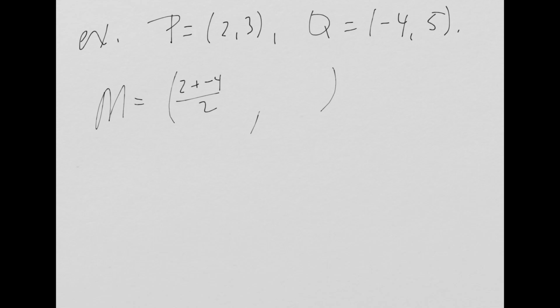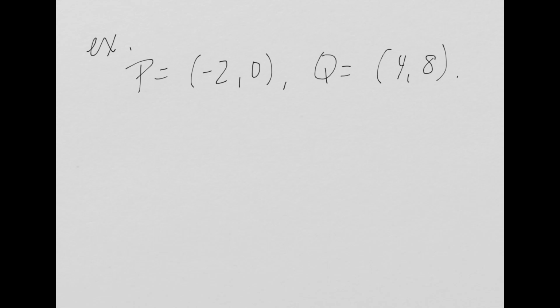So I have 2 plus -4, divided by 2. For my y coordinate, take your y coordinates and average them. So this gives me 2 plus -4 is -2, divided by 2 is -1. 3 plus 5 is 8, divided by 2 gives me 4. So if we were to connect the points (2, 3) and (-4, 5), the point that's right in the middle should be (-1, 4).